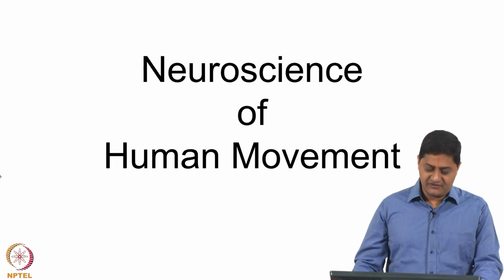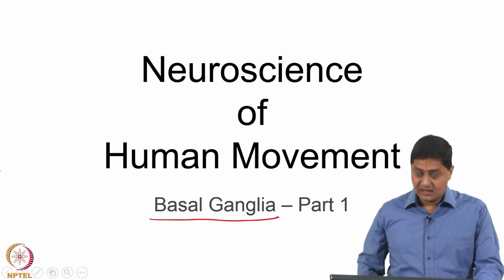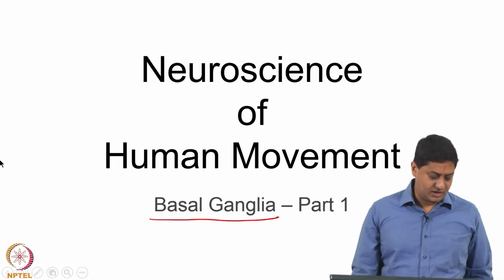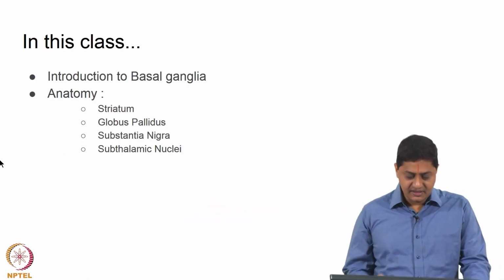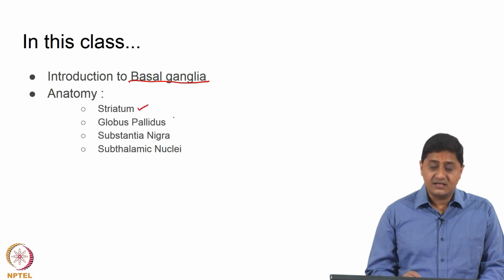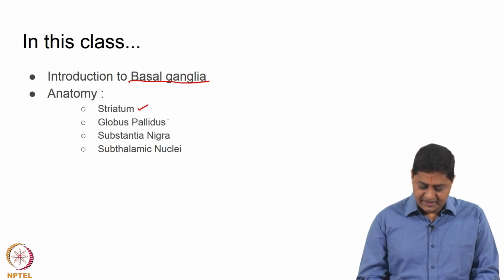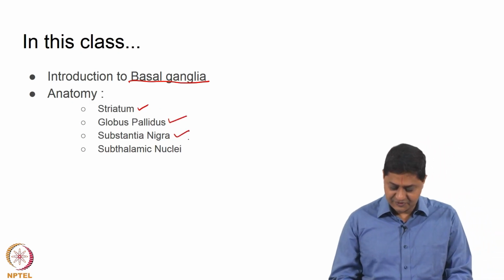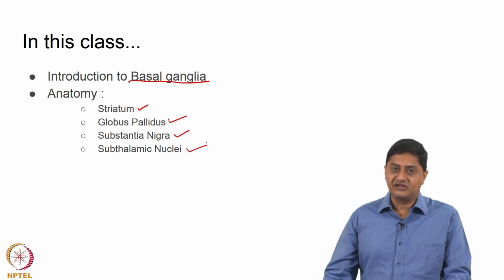In today's class, we will be introducing basal ganglia, and this will be part 1 of our discussion on basal ganglia. So, in this class, we will introduce basal ganglia, we will discuss the anatomy of the basal ganglia, and we will discuss the various regions: striatum, globus pallidus, substantia nigra, and subthalamic nucleus, which form part of the basal ganglia.